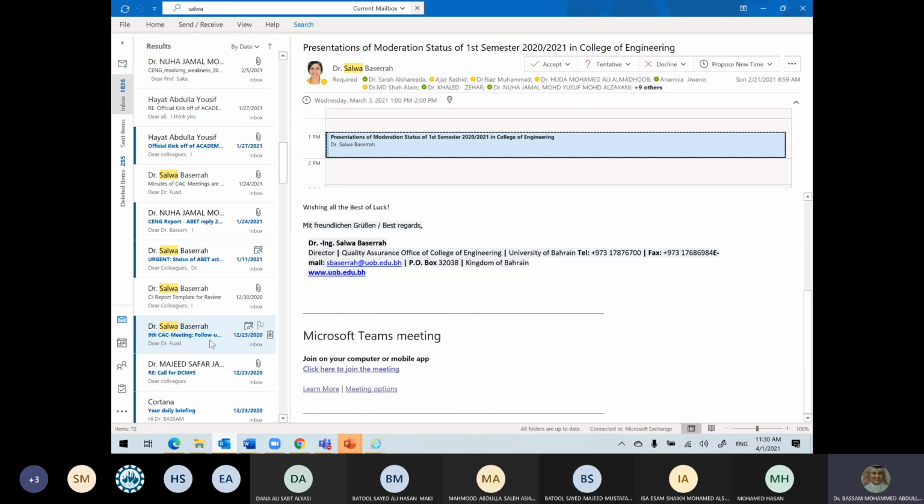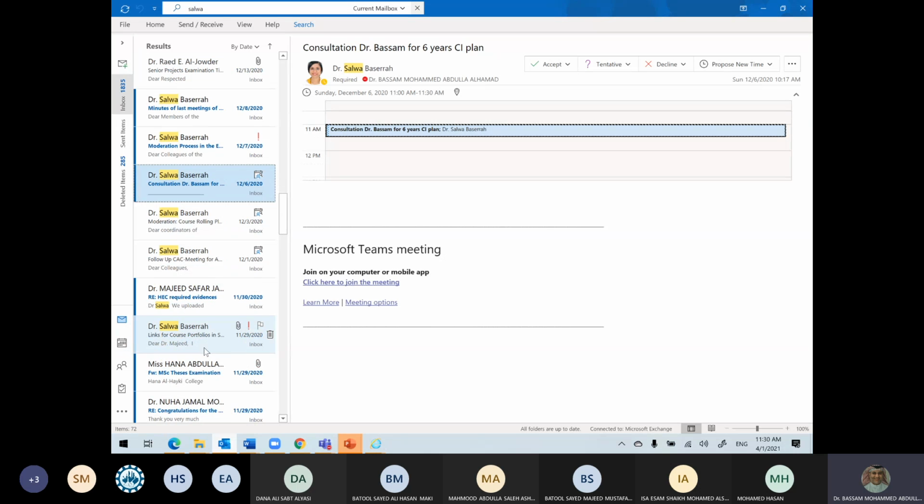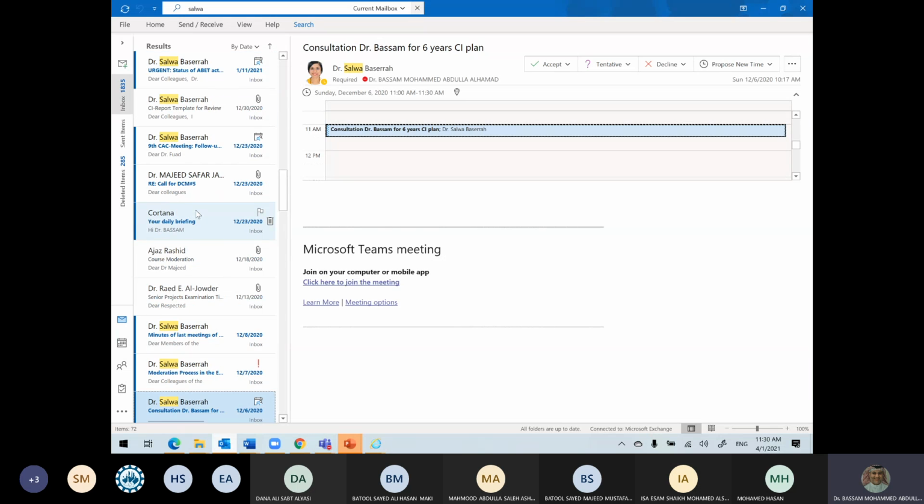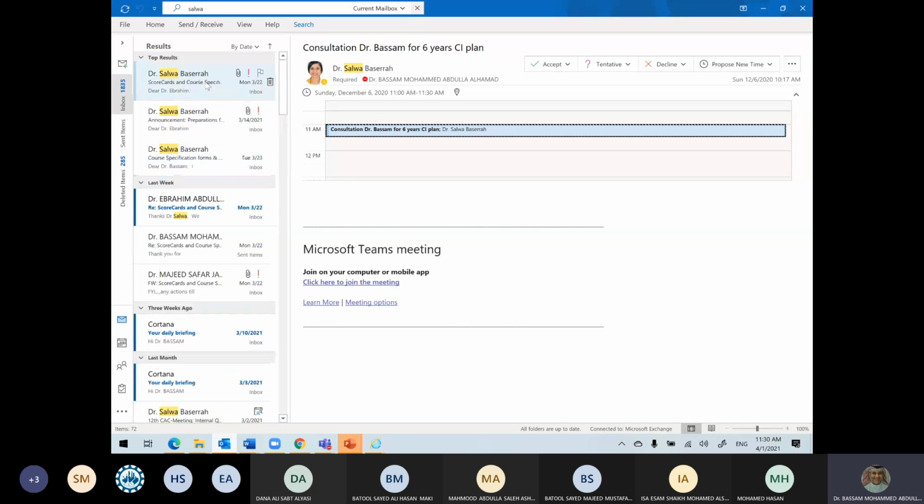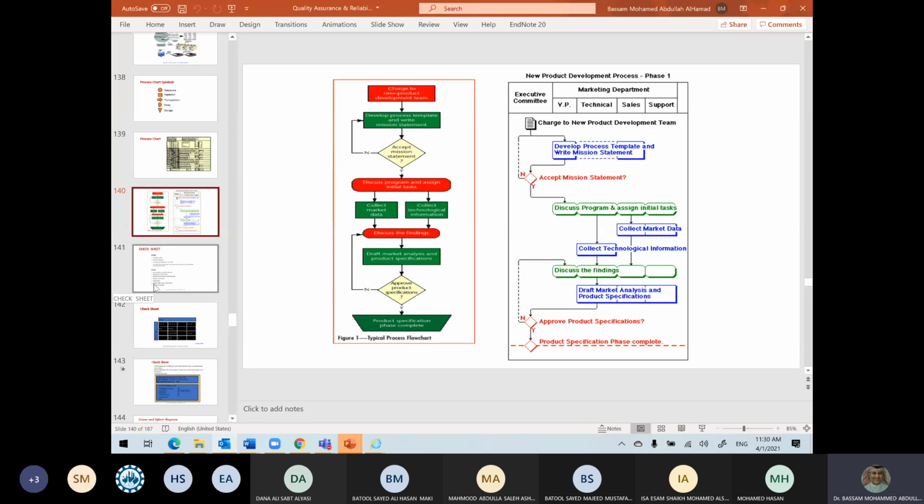I cannot see it. Consultation. No. It's okay, I cannot find it, and I cannot remember where did I keep it actually. I just forgot. Okay, so no worries about that.